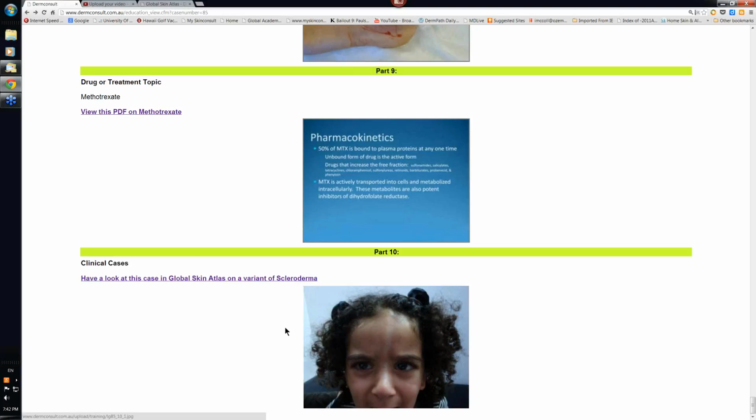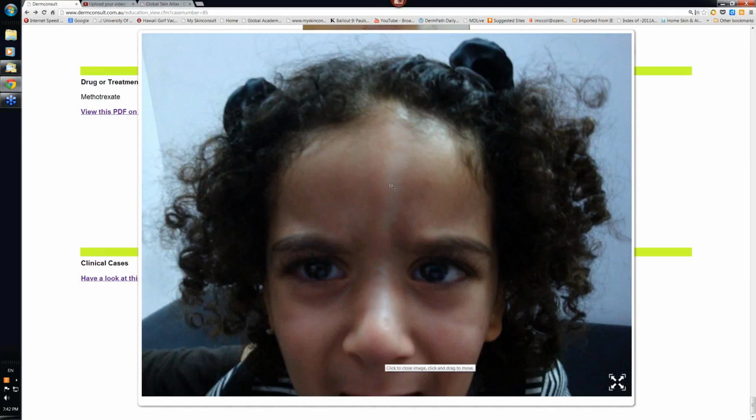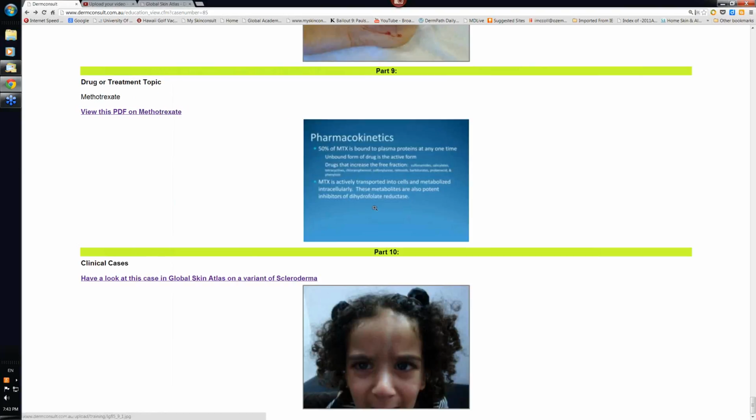And this is a case that we'll cover in the webinar, the en coup de sabre variant of morphea. Here you see it here, often a bit of a ridge, firm area here, and this can go down all the way almost to the bone and up into the scalp, causing hair loss as well. So it's quite an aggressive form of morphea in some children. And in the webinar we'll go into how you diagnose this and how you treat it.